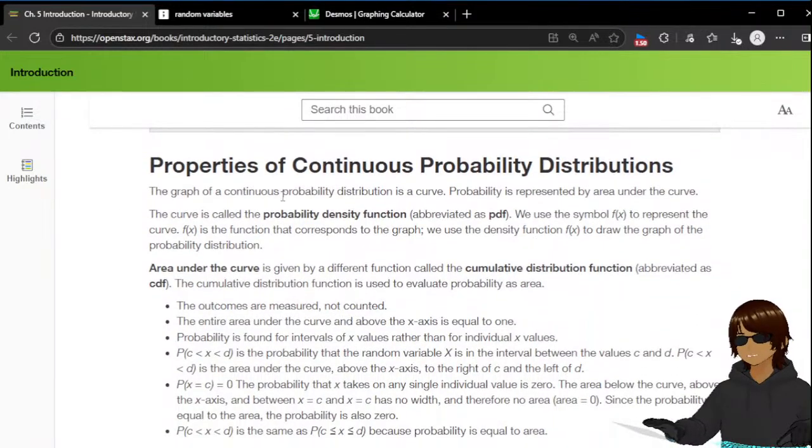The graph of a continuous probability distribution is a curve. Probability is represented by area under the curve. The curve is called the probability density function. We use the symbol f(x) to represent the curve. f(x) is the function that corresponds to the graph. We use the density function f(x) to draw the graph of the probability distribution.